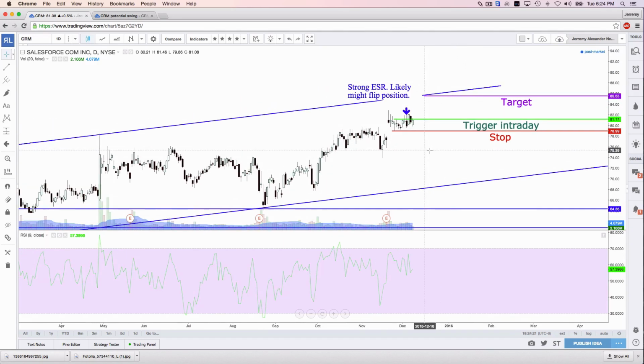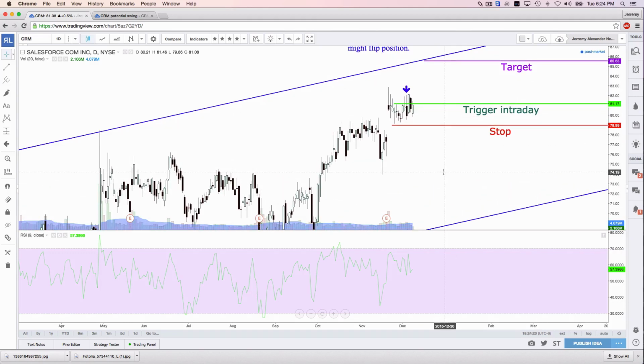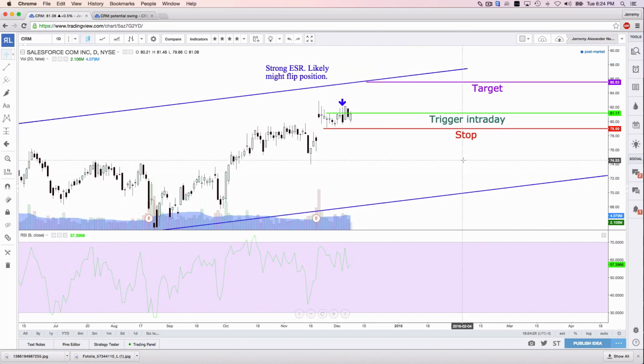So right now in CRM, I may or may not get stopped out of this trade. I truly do not know. Once you get into a trade, there's nothing you can really do. But RSI at the moment looks like it's neutral and could pop at any moment.